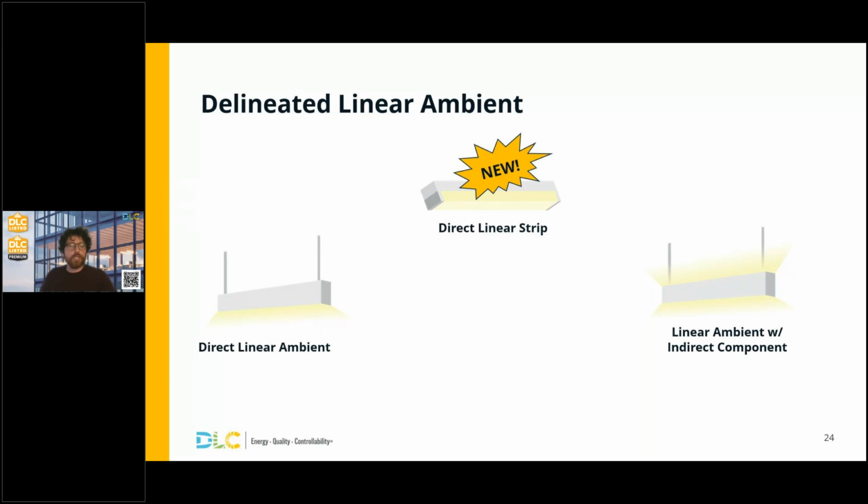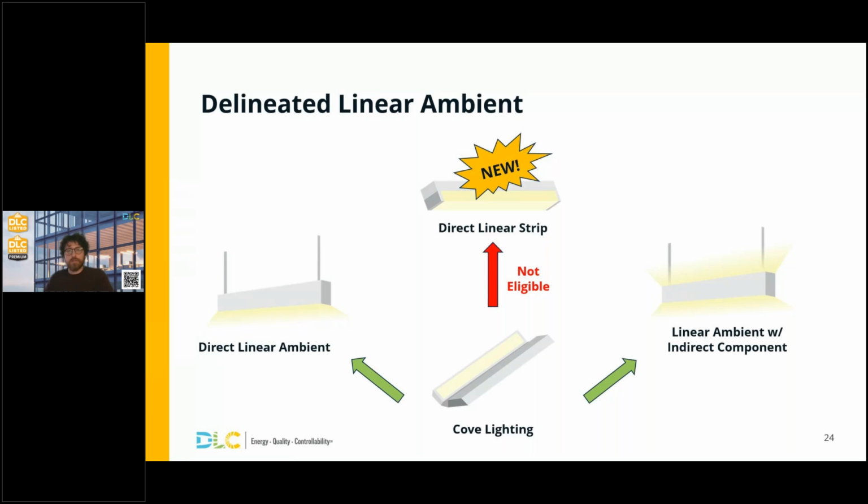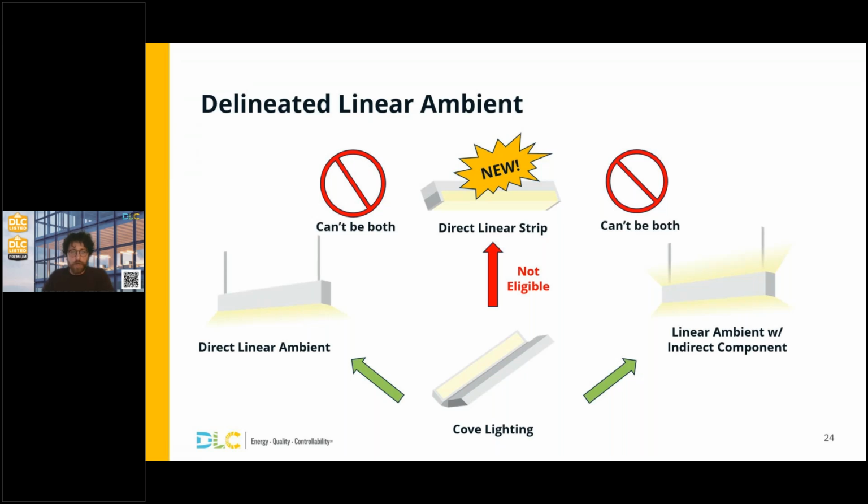And next, let's take a look at another change, which is that we're opening up a pathway for cove lighting within the direct linear ambient and linear ambient with indirect component PUDs only. However, we're proposing that cove lighting would not be eligible under the new strip PUD. It's also important to note that the direct linear strip PUD is mutually exclusive from the ambient PUDs. It will still be possible to list as both direct and indirect linear ambient, but in draft 1, we're proposing that manufacturers would not be able to list under both an ambient and the new strip PUD.